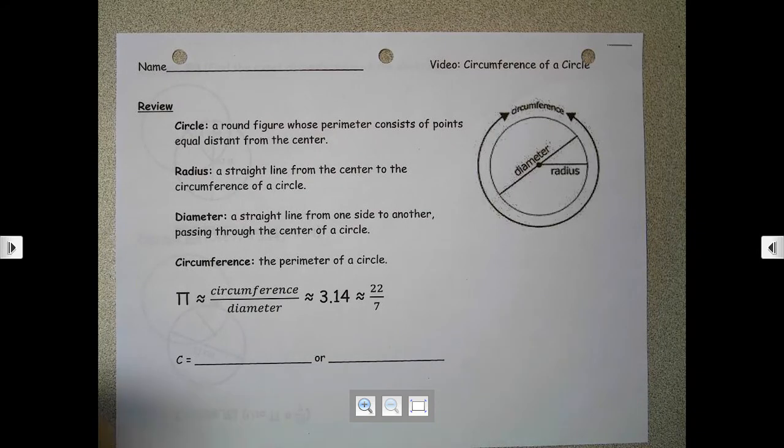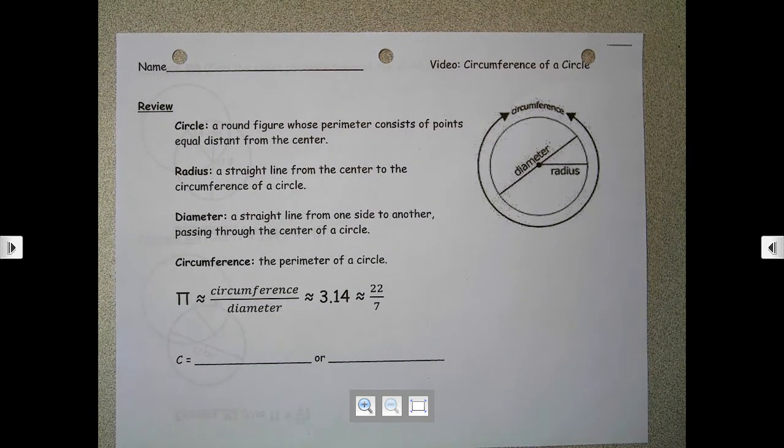Good evening. Tonight's lesson is going to continue with finding the circumference of any given circle. There are a few vocabulary terms I'd like to review before we begin. The first is a circle. It is a round figure whose perimeter consists of points equidistant from the center.